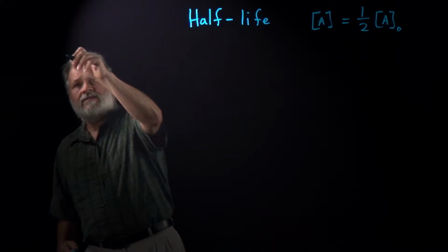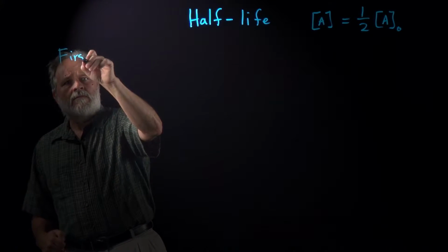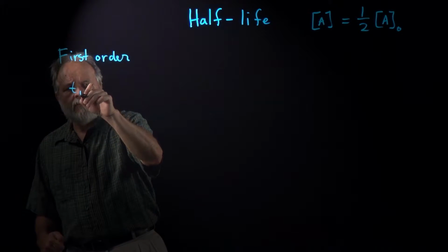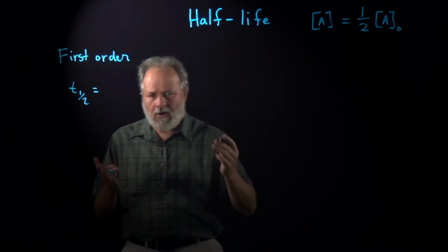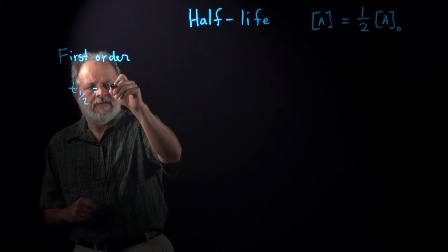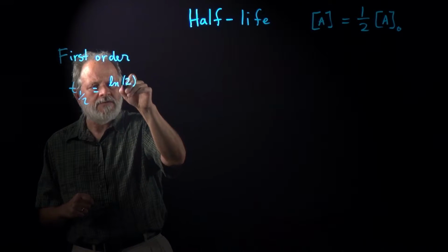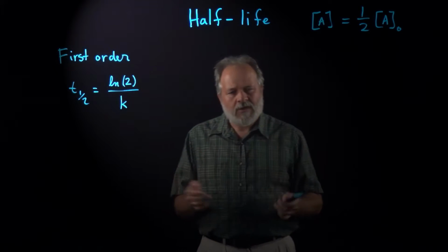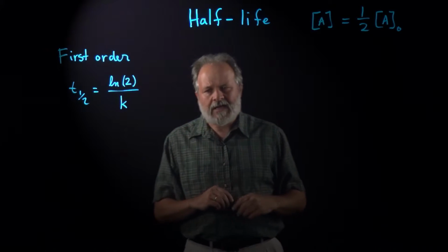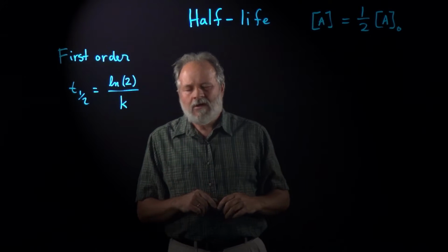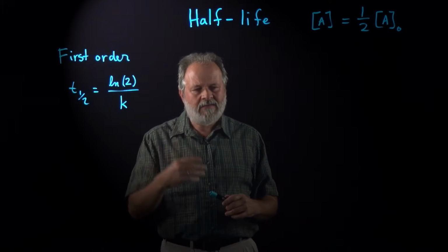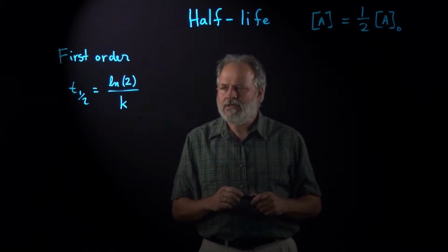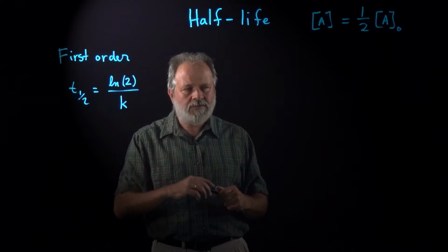So for first-order kinetics only, there's a special relationship for the half-life, which we'll call T subscript 1/2. It's the natural log of 2 divided by the rate constant k. If you'll recall, the first-order rate constants are inverse time. Well, log of 2, which has no units, divided by inverse time will give you time. So if k is per year, then the half-life will be given in years. And of course, the 2 comes from this 1/2.